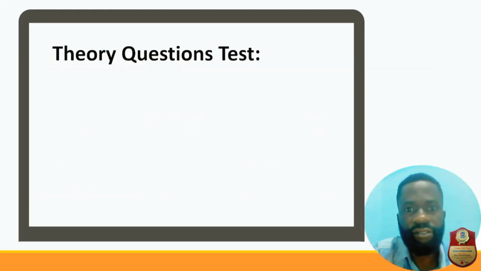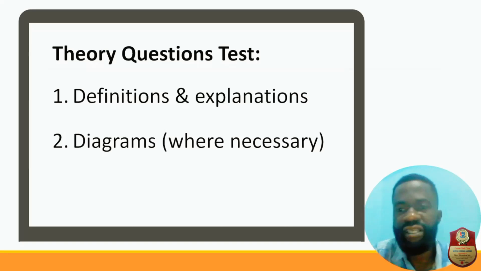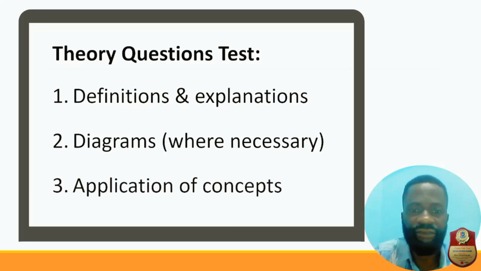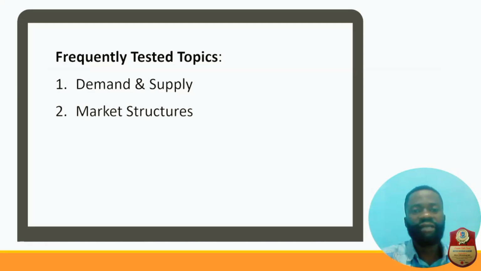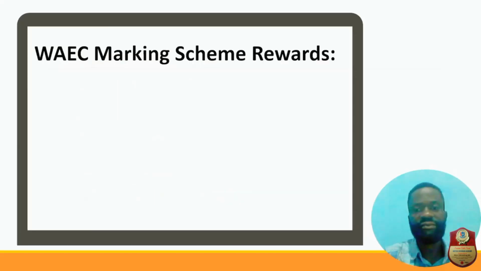For theory questions, you must learn how to define terms properly, explain in detail, use diagrams when needed, and show the examiner you understand applications, not just textbook definitions. WAEC often repeats questions from areas like demand and supply, market structure, money and banking, national income, and international trade.